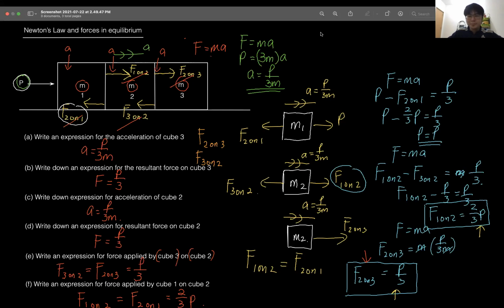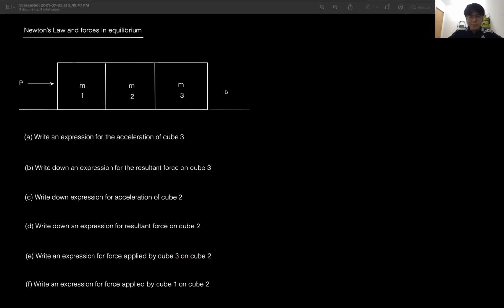Okay, next one. Newton's law and forces in equilibrium. Okay, so just now we talked about third law, right? Okay, let's see equilibrium and not equilibrium system.